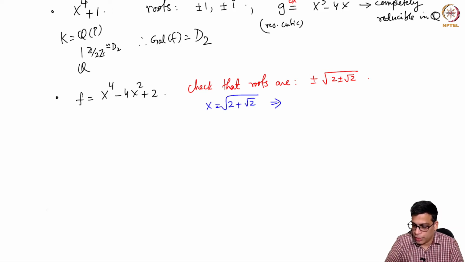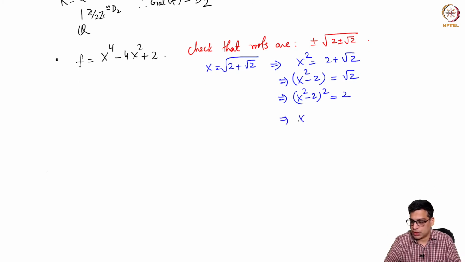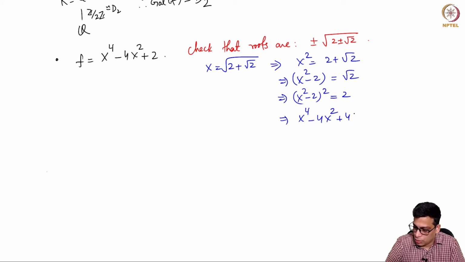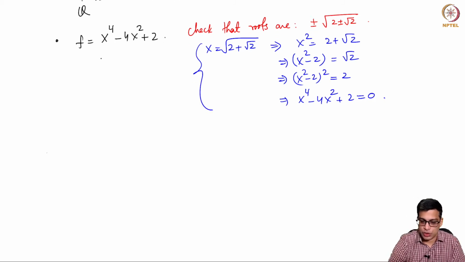Okay. So here in fact what you can do is, if you take x equal to the square root of 2 plus root 2 and you compute the irreducible polynomial, you get x² = 2 + √2 and then do x² - 2 = √2. So that means square again. So that will be (x² - 2)² = 2. So this is x⁴ - 4x² + 4 - 2. So that is +2 equal to 0. So the irreducible polynomial of this is this, and this is of course irreducible by Eisenstein.